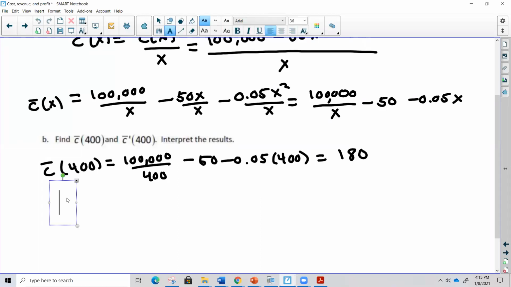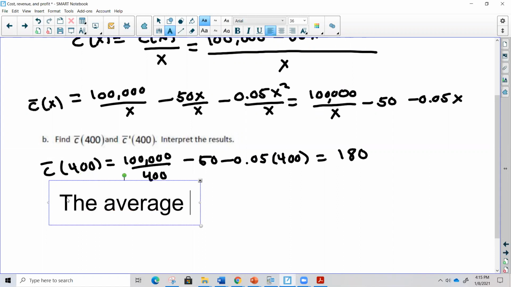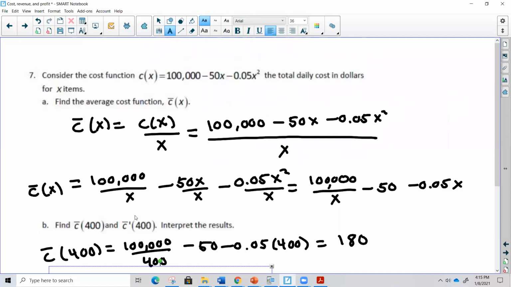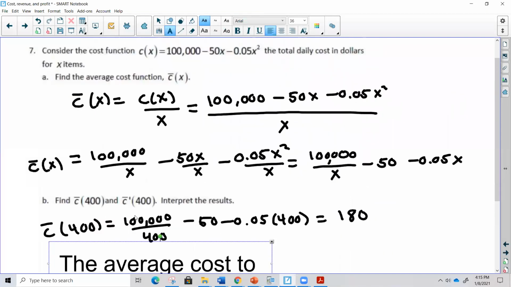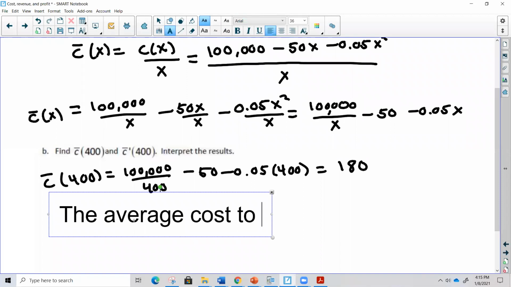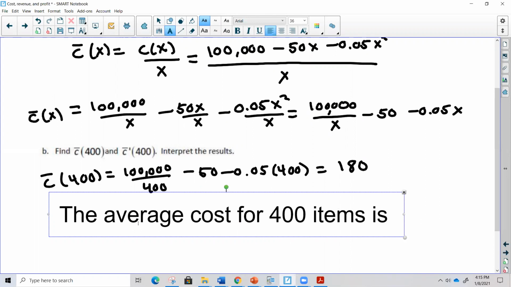So the average cost to, what are we talking about? Yeah, they don't really give us any. The average cost for 400 items is $180.